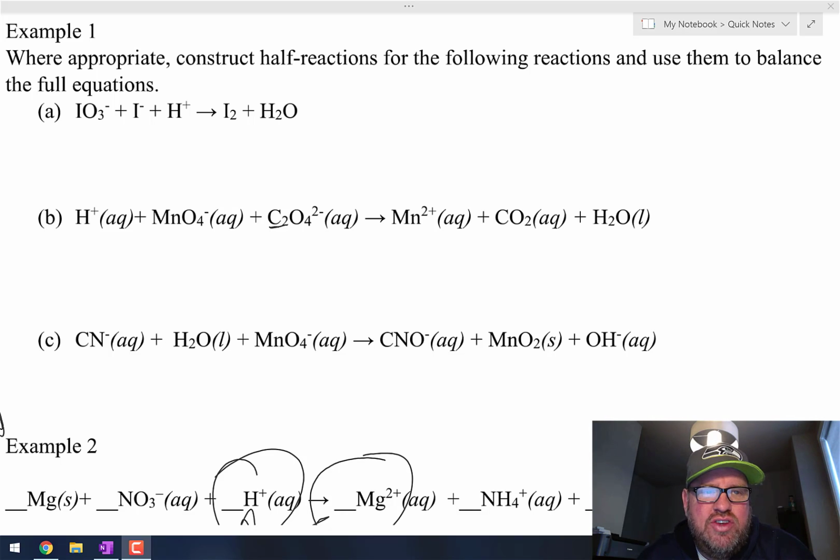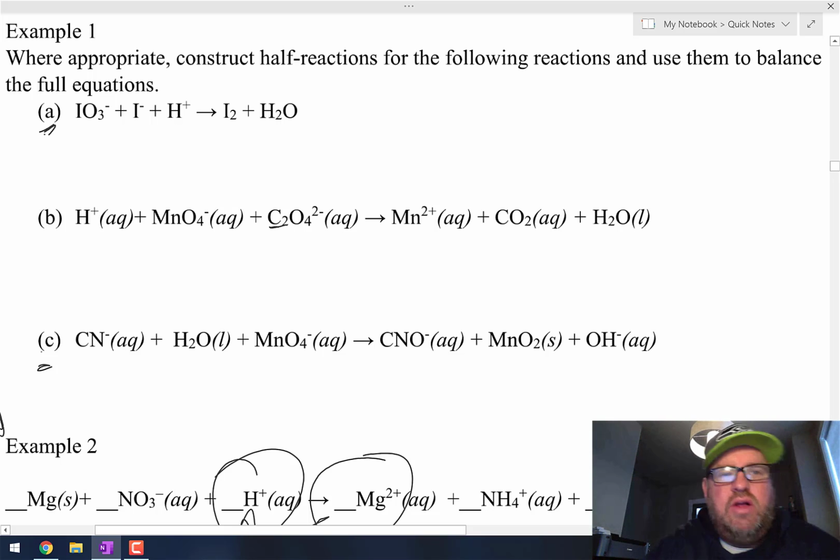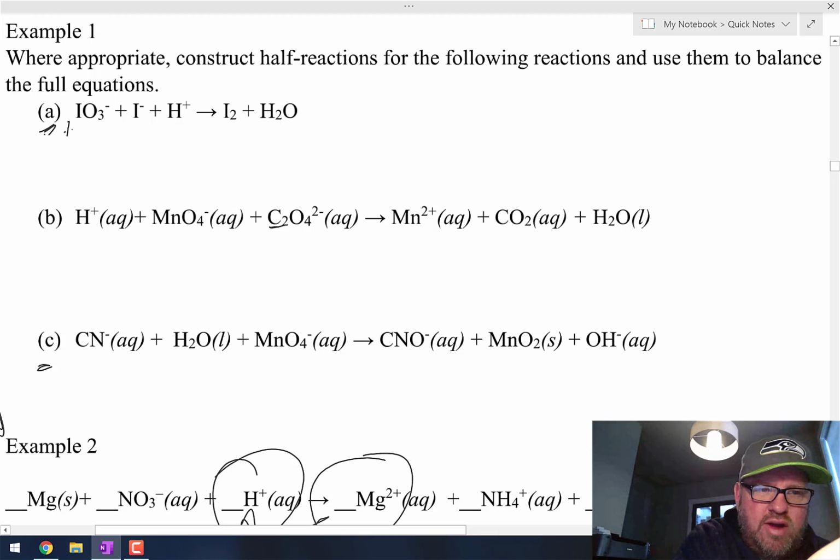All right, let's look at these other two examples that we didn't do yesterday. We're going to do letter A and we'll do letter C as well. In this case, one of the ways you can identify a redox reaction is you just look and go, okay, the iodine here has to be a +5, and over here it's a 0. The iodine here is a -1, and over here it's a 0.